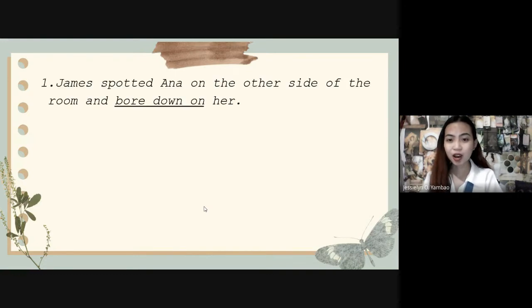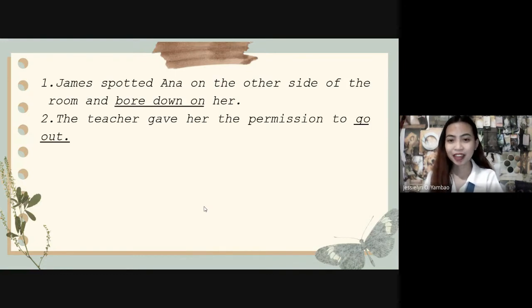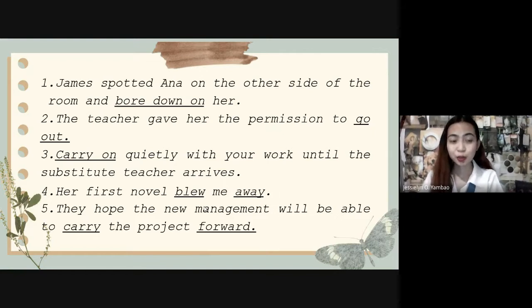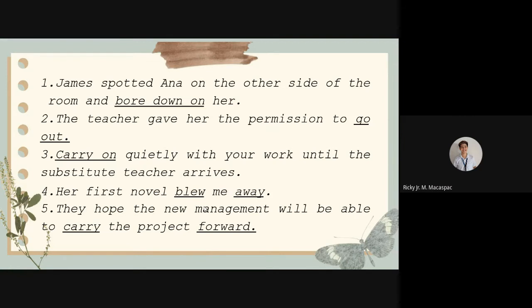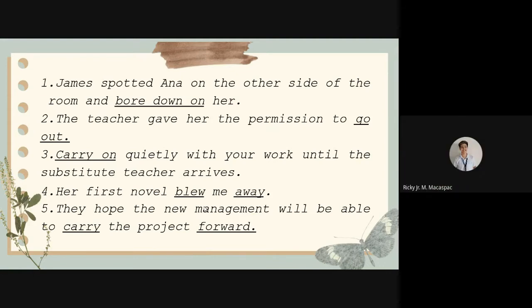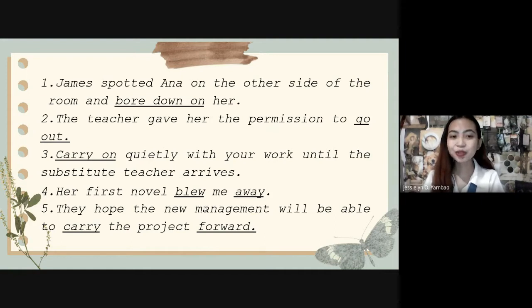Now, kindly read all the sentences presented and then observe them carefully. Okay? Yes. Number one, James patted Anna on the other side of the room and bore down on her. Number two, the teacher gave her the permission to go out. Number three, Ricky, kindly read. Carry on quietly with your work until the substitute teacher arrives. Number four, Ricky. Her first novel blew me away. Thank you. And lastly, they hope the new management will be able to carry the project forward.